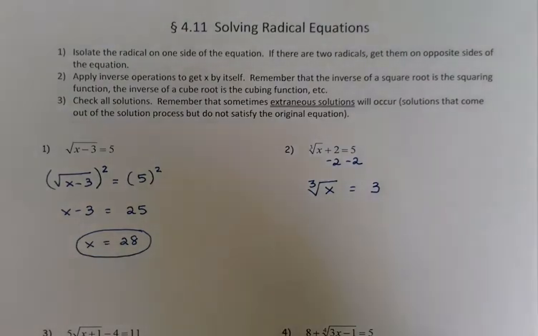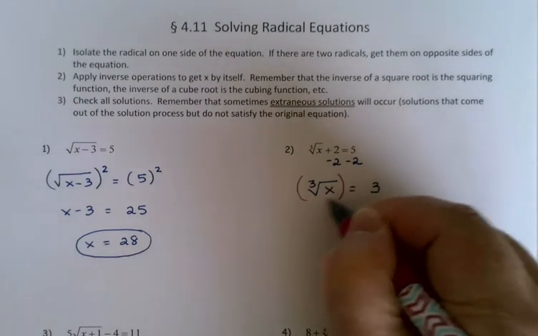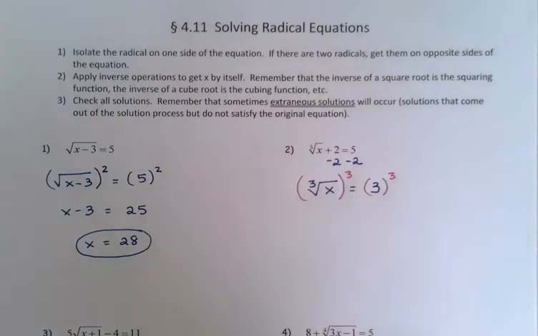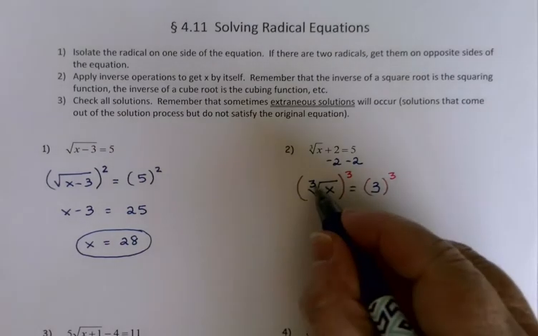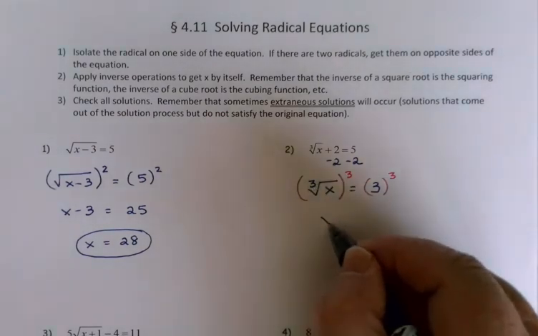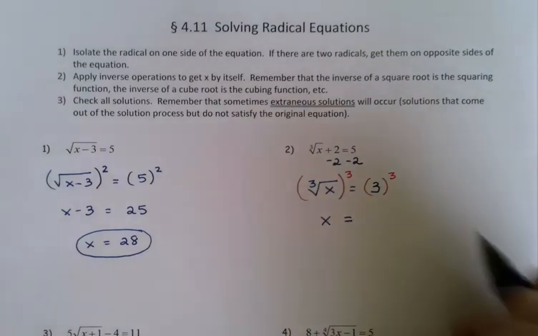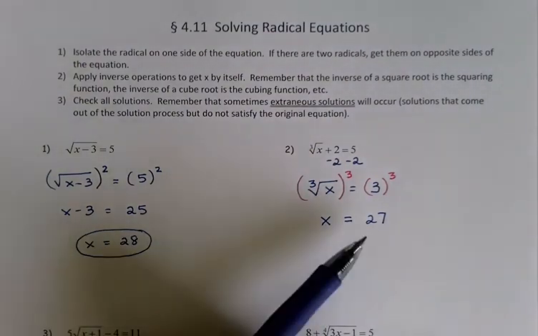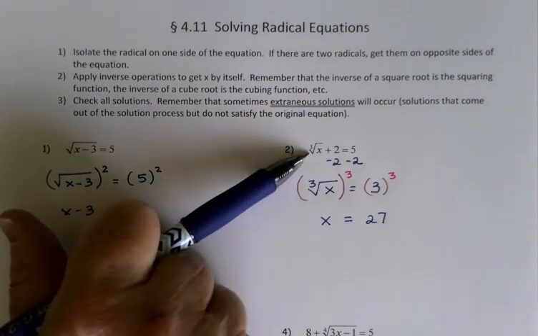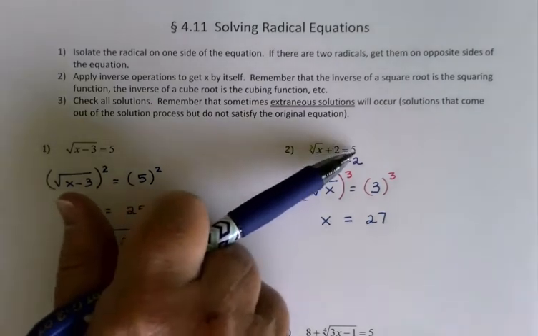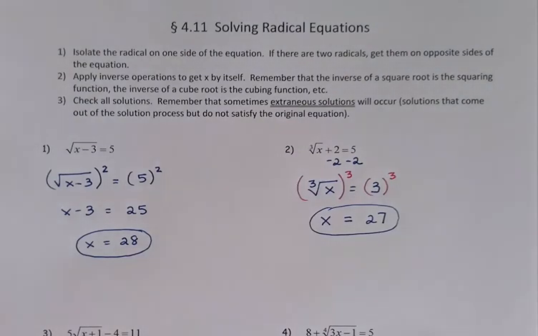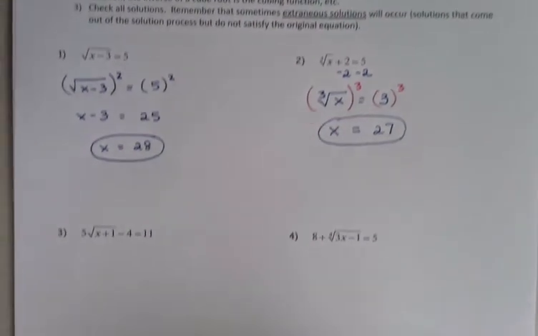All right, now that the radical is isolated, I'm going to say that the inverse of the cubed root is the third power, or cubing function. So I'll do that to both sides. Again, those are inverses, so I'm left with just the x. And 3 cubed is 27. We'll just check this one in our heads. The cube root of 27 would be 3, and 3 plus 2 is indeed 5. So that's a legitimate solution. All right, let's try a few more.